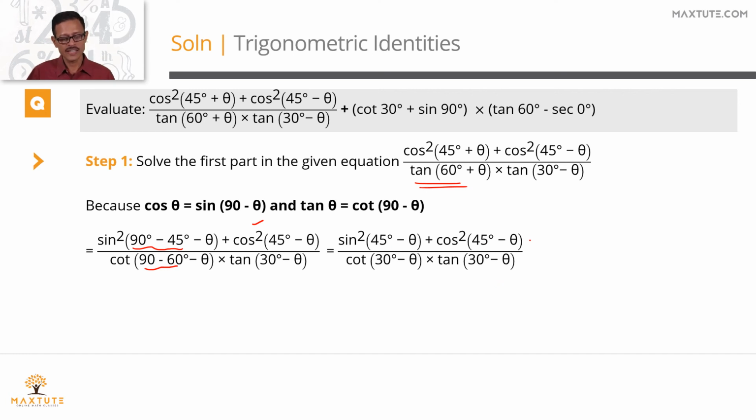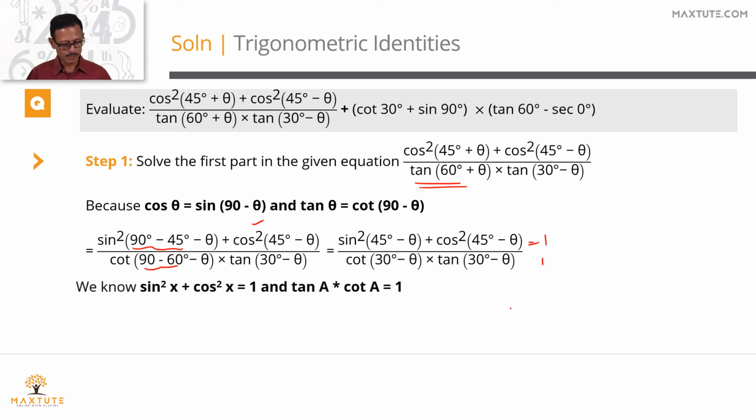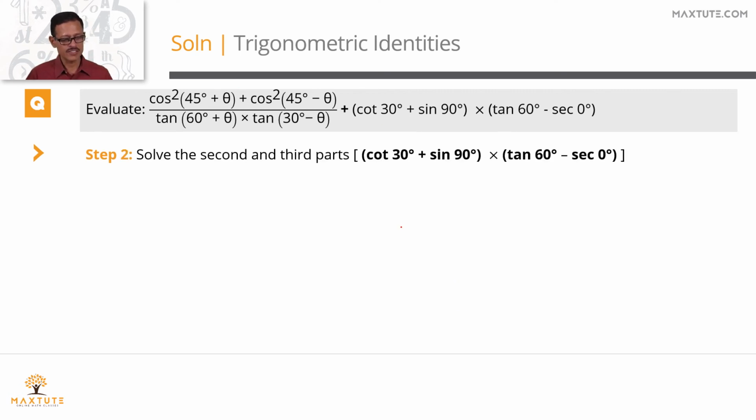Sine square a plus cos square a is equal to 1. Cot b into tan b is also equal to 1. So 1 by 1, the value is equal to 1. So this portion, we have evaluated to be 1. Let's move on to the second part. That's a very straightforward one. Let's just plug in values. Do we know the values of cot 30?